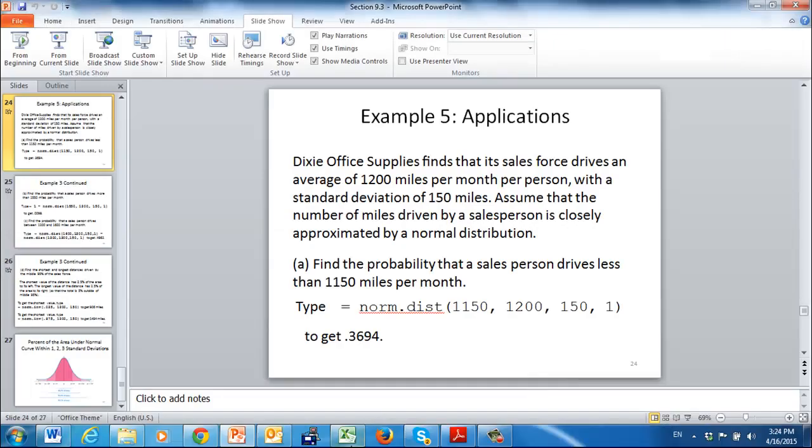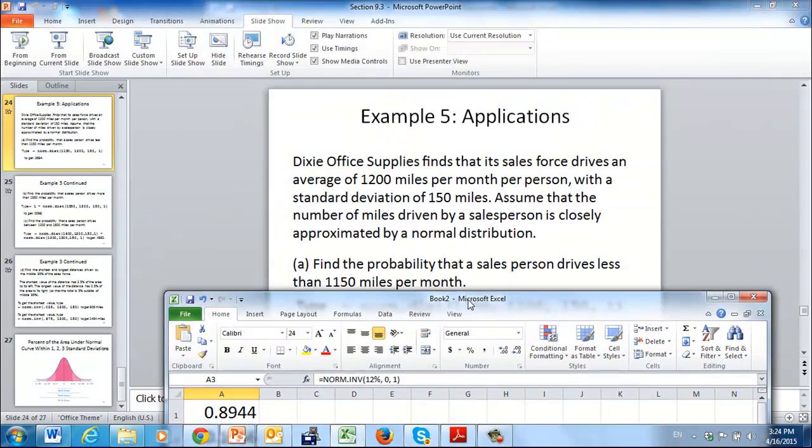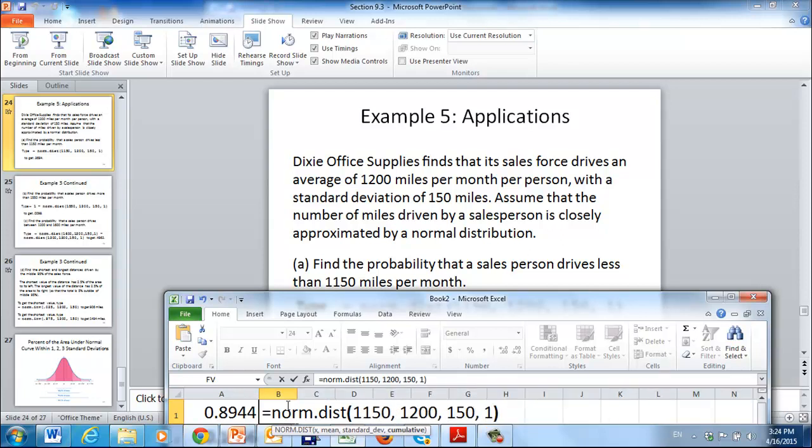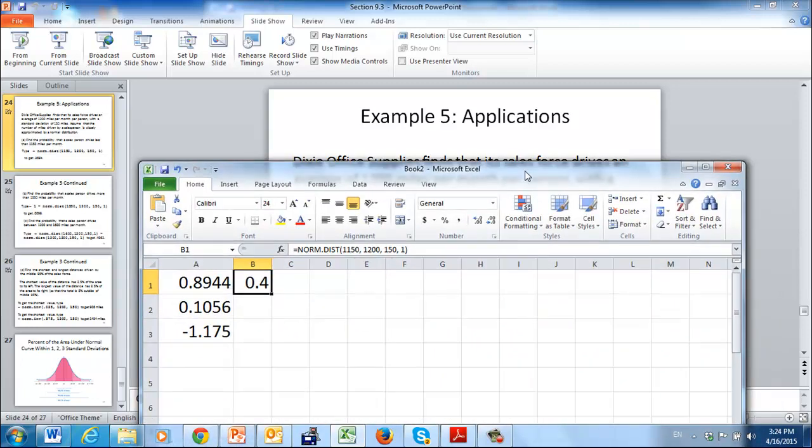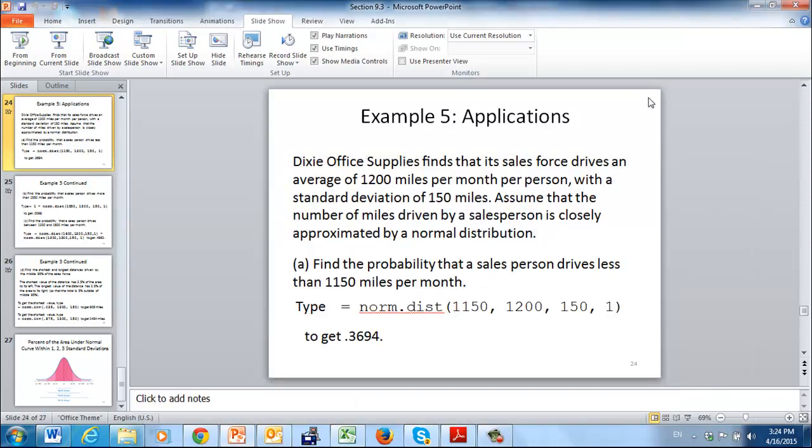So demonstrating that real quick, in Microsoft Excel again, you would just click on any cell and type norm.dist, type the number 1150 first, then the mean, then the standard deviation, and then always type true at the end when you're talking about normal distribution, and this will give you the chance of being less than. So this is your case 1. And so whatever that is, that's your answer. So 0.3694.